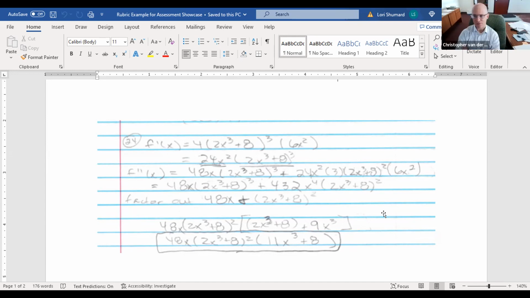And I like the fact that your engagement with the students with the rubric, how often you're reviewing it with them. And any questions for Dr. Schumart? Comments or questions?